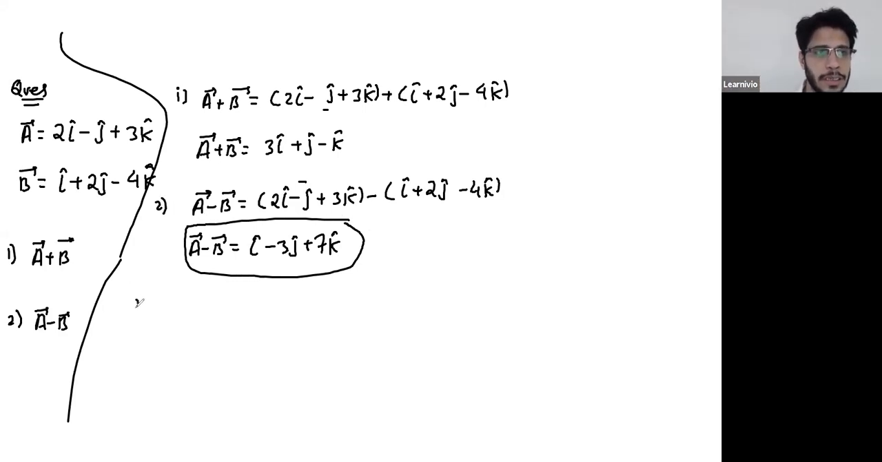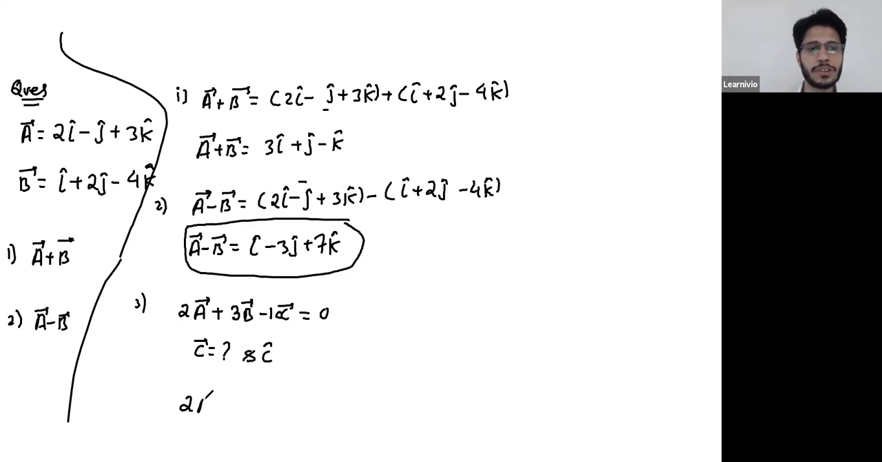In the third part, if I write this as twice of vector a plus 3 times vector b minus 10 times vector c is 0, then calculate c and c cap. So to calculate c, you can use this equation: 2a plus 3b minus 10c. You can bring this 10c to the right hand side. So this will be 2a plus 3b is 10c.